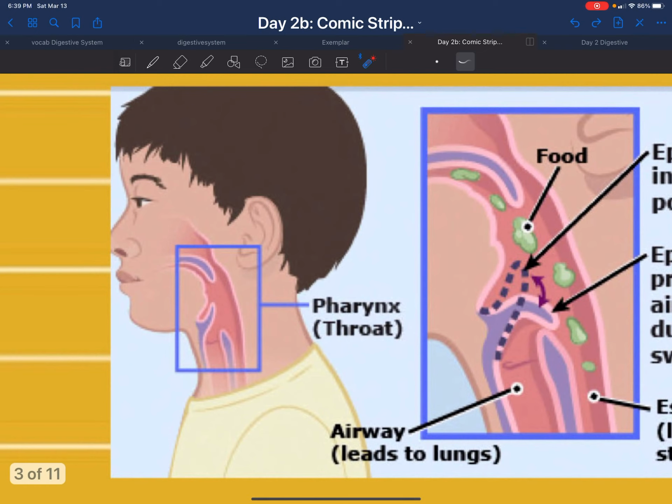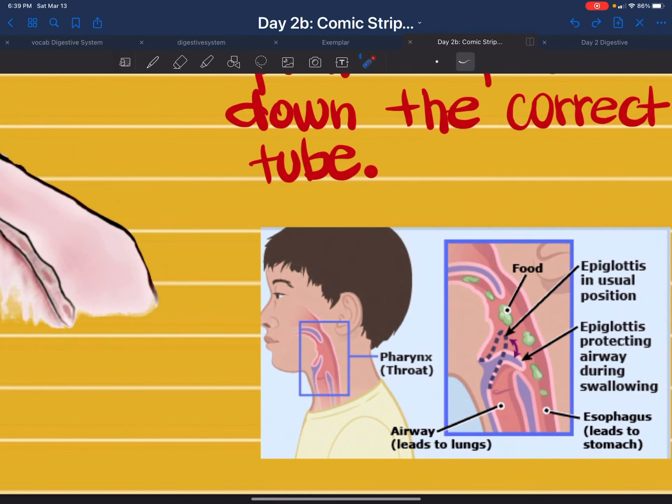And here we see the pharynx, the throat. And here's the food coming down, and the epiglottis, this is the usual position, protecting the airway. See, it's closed right there during swallowing. And then it pushes the food down to the esophagus, which leads to the stomach.